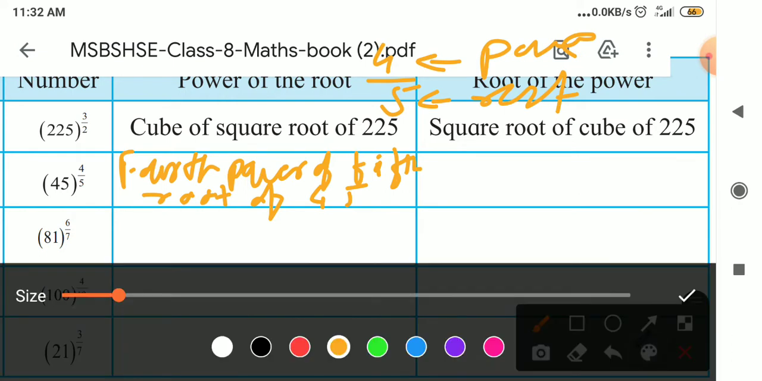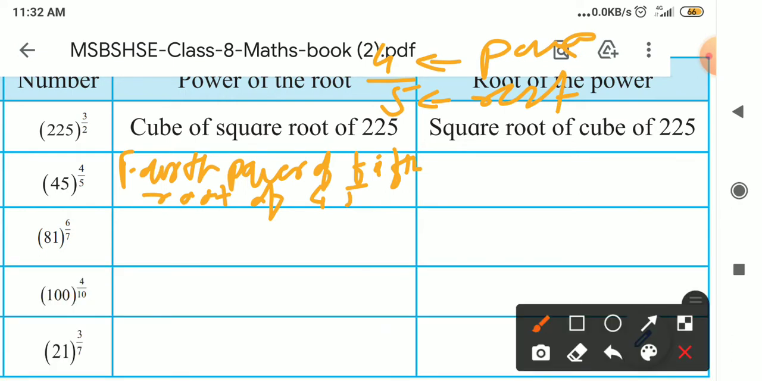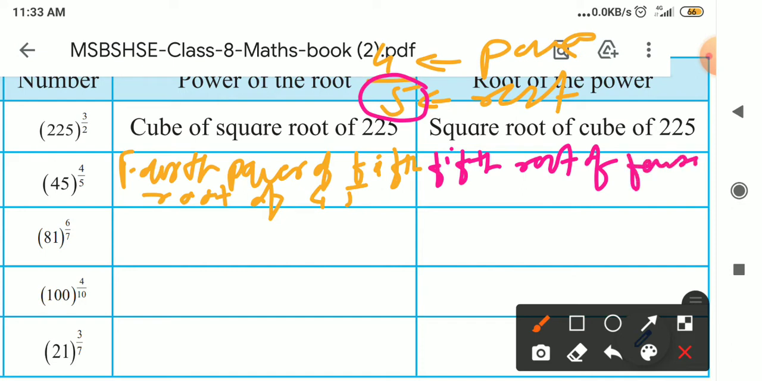Now from root to power, how do we read? We have to change the position. First we take the root, so 5 we have to take first. Start with the fifth root of the fourth power of which number? 45. Okay. In this way the reading is done. So note this down.